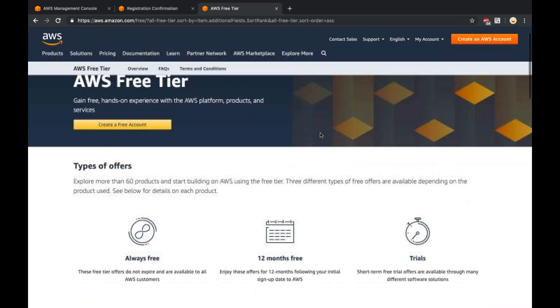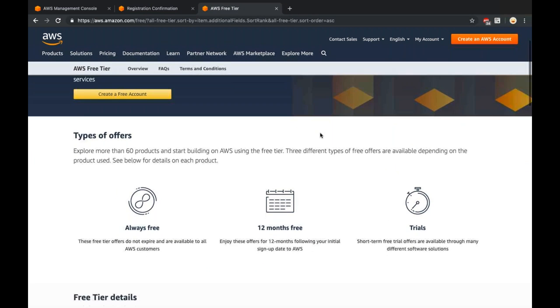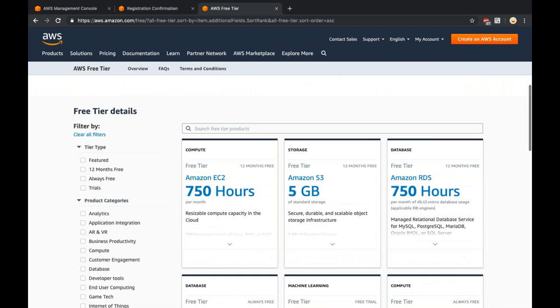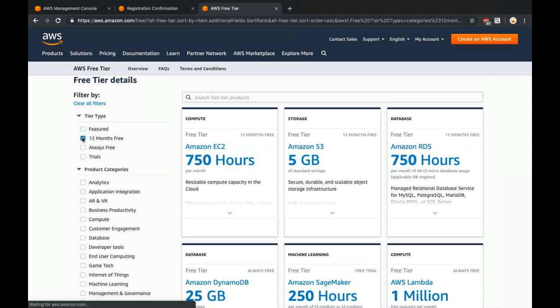Sure, we will do that. So basically, whenever you create a free account or an AWS account, you get certain services for free. Certain services are free for 12 months and certain services are always free. So what are the services? Let's see. I will first select the 12 months free.